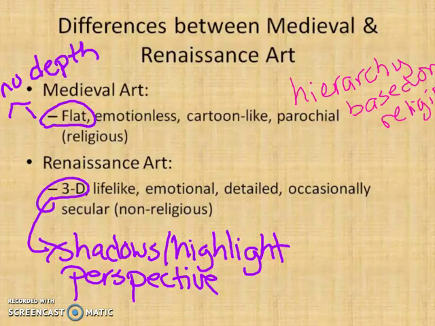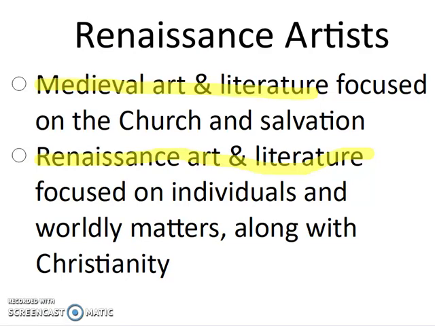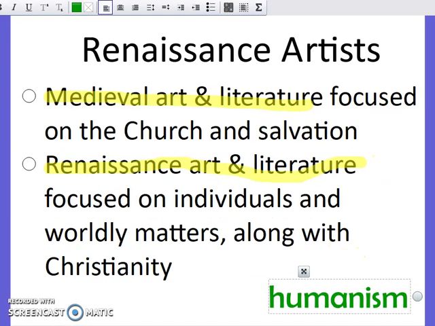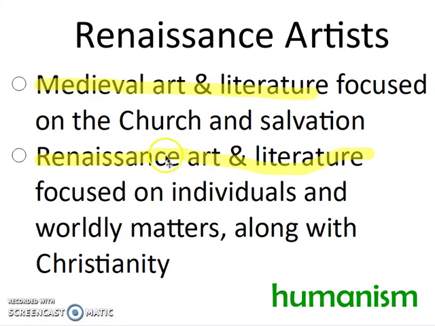The ones that we definitely need to know, keys, remember that medieval art focuses on the church, whereas Renaissance art and Renaissance literature is going to be more based on, or we talked about that word, humanism, last set of notes, humanism, focusing more on individuals and individual achievements.